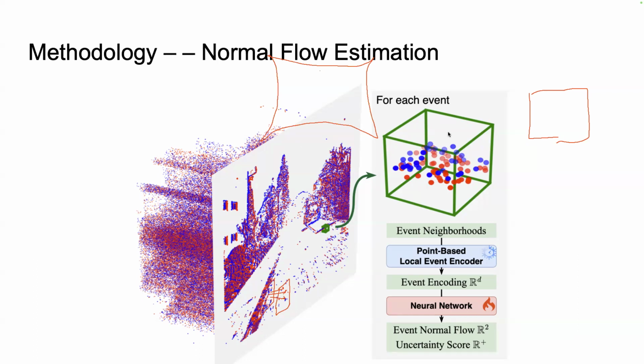So here, if you look at this cube, then it is x, y, t. This is t, right? x, y. Okay.